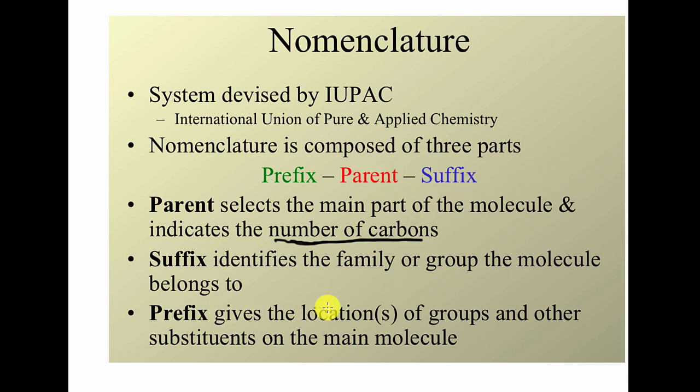Then the prefix is going to tell you some information about where functional groups or substituents are going to be placed in that hydrocarbon chain. I'm going to give you some more information on this, but this is the general pattern. You've got the parent, suffix, and prefix. Parent, number of carbons. Suffix tells you whether you have double bonds, triple bonds, or single bonds, and the prefix is going to tell you where those things are located in the structure.